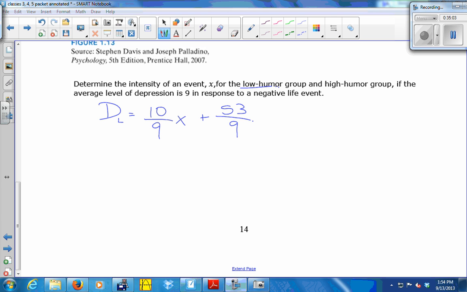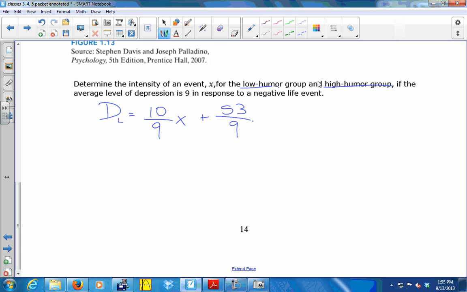All right, so let's go through it together. So I just wrote down the equation for the low humor group, right? Because they told us we're dealing with the low humor group, so just copy down the equation. All right, they're asking us to determine the intensity x. So x is what we're going to be solving for, right? Because they're asking us to find out what that is. Oh, for the low humor group and the high humor group. I didn't see that. Okay.